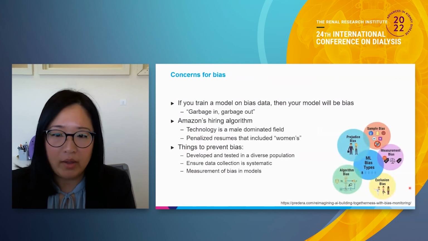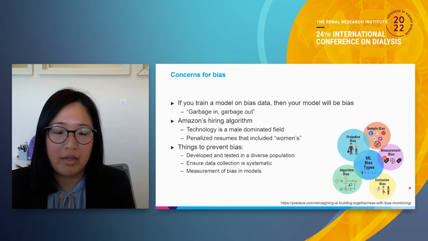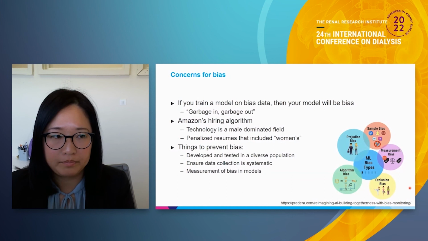When we're evaluating models, we have to evaluate whether or not the model has bias in it. Because if we train the model on data that's already biased, then the model will inherently be biased. One example that was in the news recently was Amazon's hiring algorithm, where they trained a machine learning model to identify applicants who should be hired for technology jobs. Since technology is such a male-dominated field, the training data was predominantly male, and the model trained on this data ended up penalizing applications that included terms associated with women.